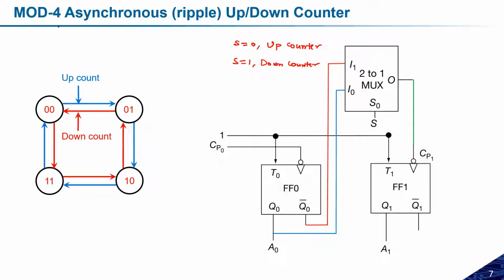Why are we calling it mod 4? Because the total number of stages is 4 only. So this is the simple circuitry for a mod 4 asynchronous up-down counter. Asynchronous means ripple counter. Sometimes you may see questions written as ripple counter. Ripple is nothing but the asynchronous one. So you can call it either asynchronous or ripple counter; both have the same meaning.